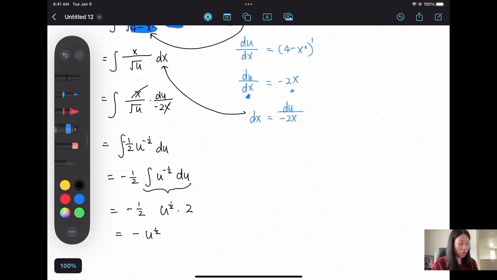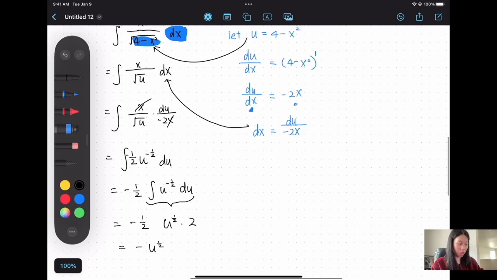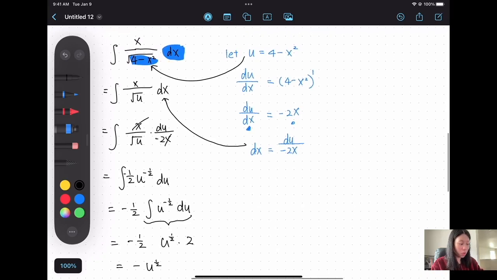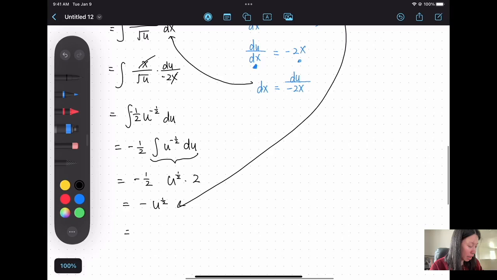Alright, so now we need to substitute things back inside, because again, u is equal to 4 minus x squared. So I substitute that back, I have (4 minus x squared) to the 1/2 power, which is negative square root of 4 minus x squared. Don't forget the plus c at the end of the integration.